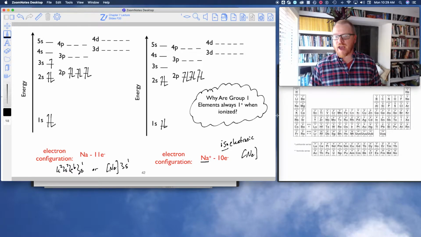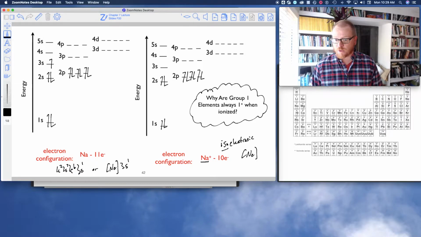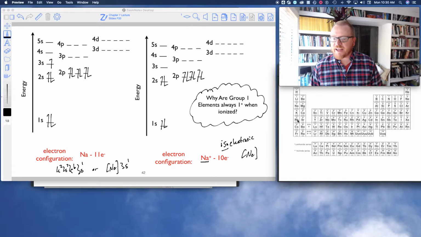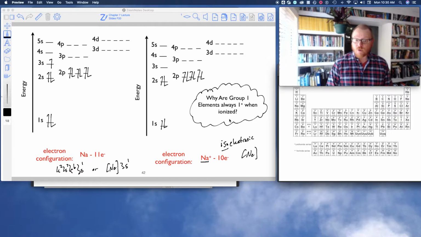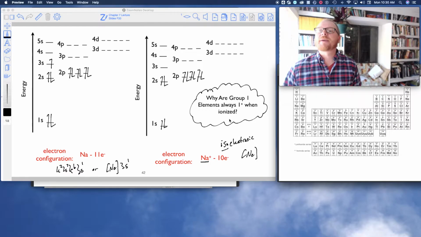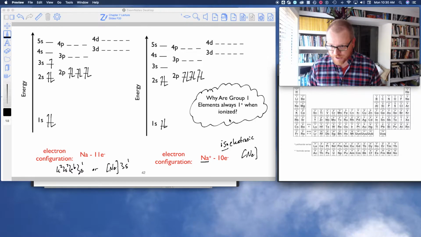And if we were to do that example for potassium, okay, let's follow this. Potassium plus is the same as argon. Rubidium 1 plus is the same as krypton. Cesium 1 plus is the same as xenon, and so forth. So all of these elements are always +1 because that gives them the stable noble gas configuration.